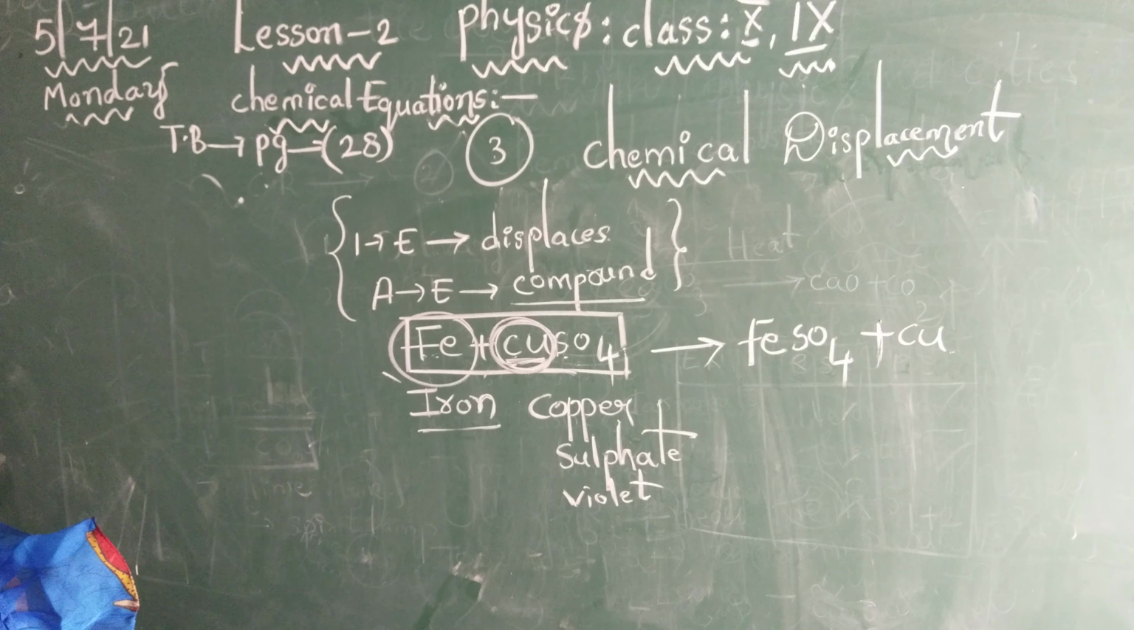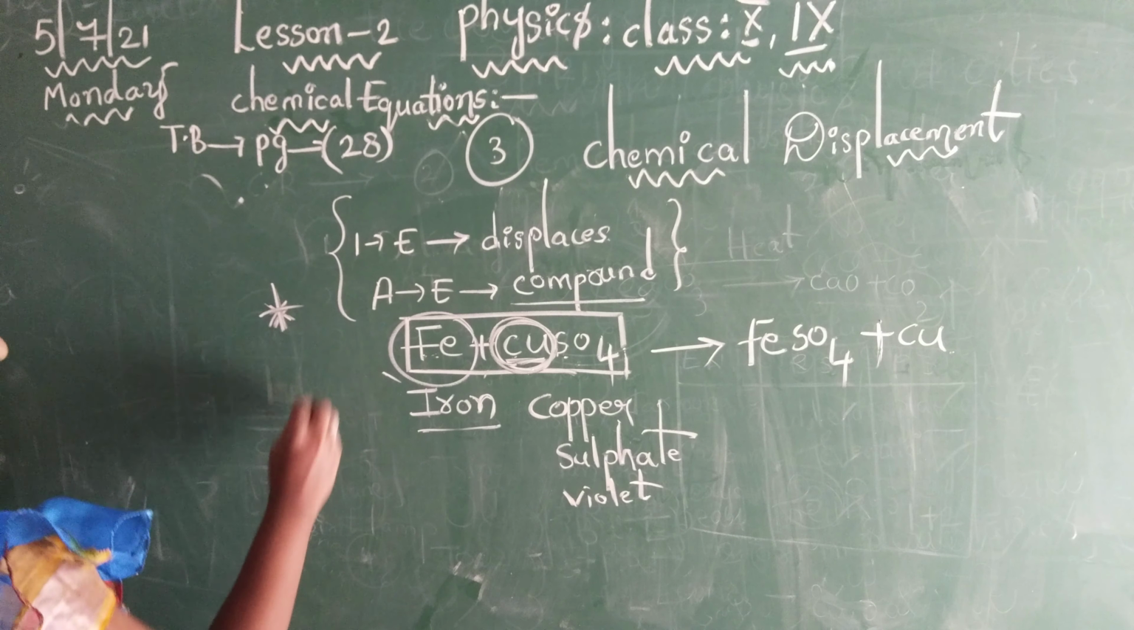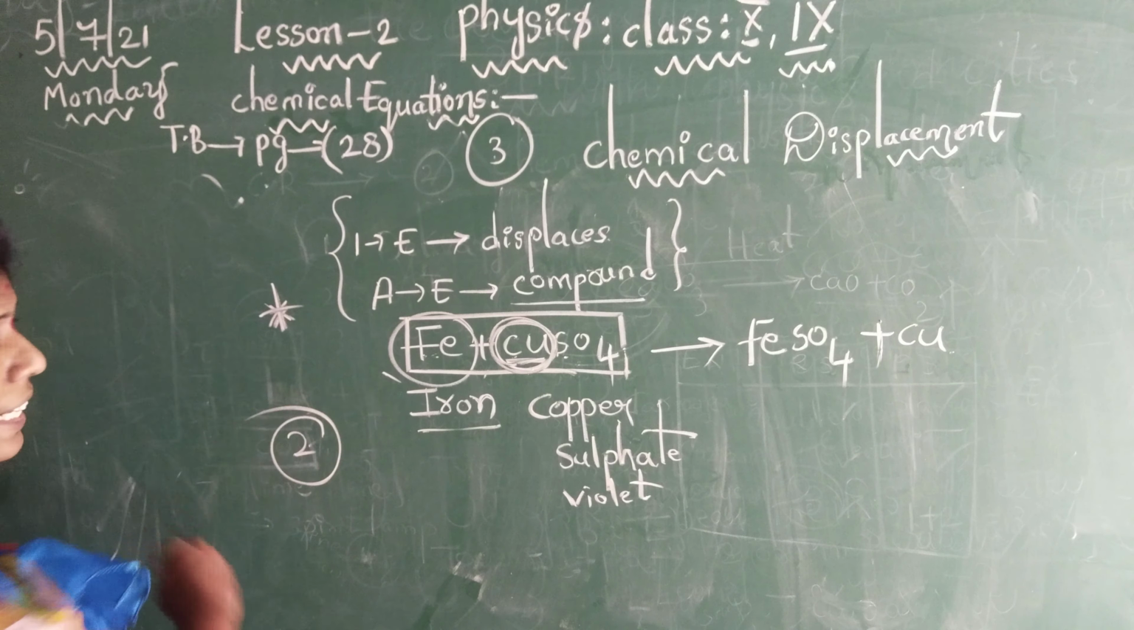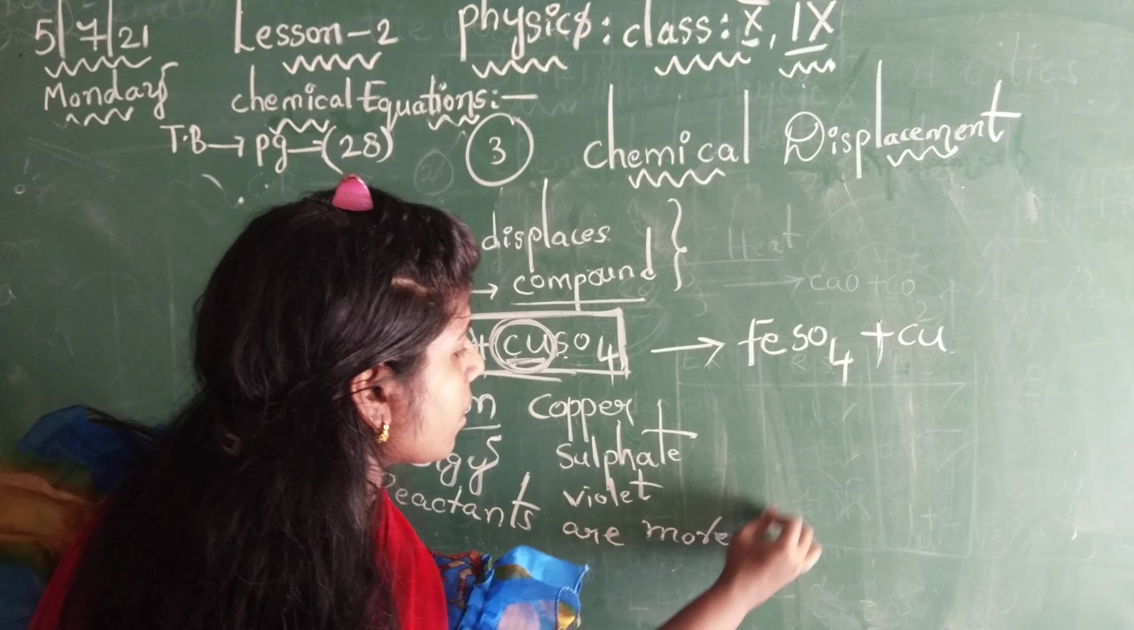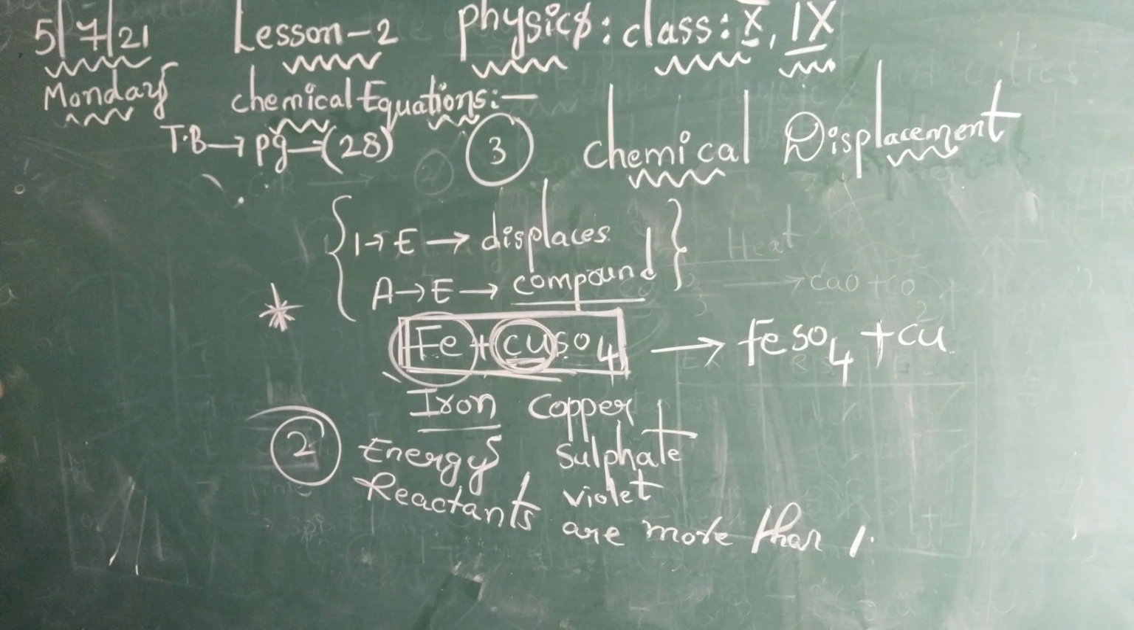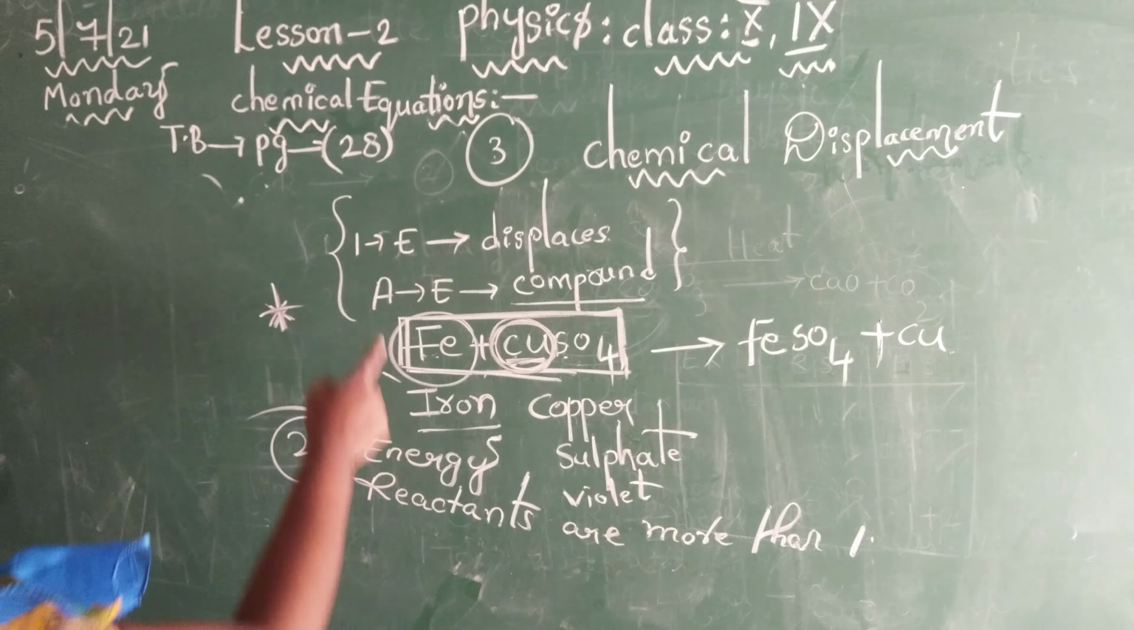That is referred to as the chemical displacement reaction. Here we do not require any kind of energy. We are not losing any kind of energy in the chemical displacement. Energy is not required. But when we compare, we can see the reactants are more than one in the chemical displacement reaction. Why is energy not required? Because we are just interchanging the places. So that is the reason fumes will not be released.